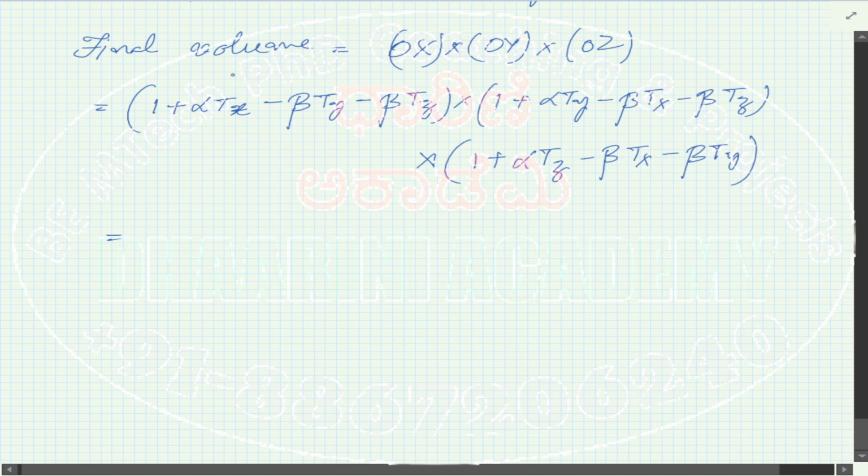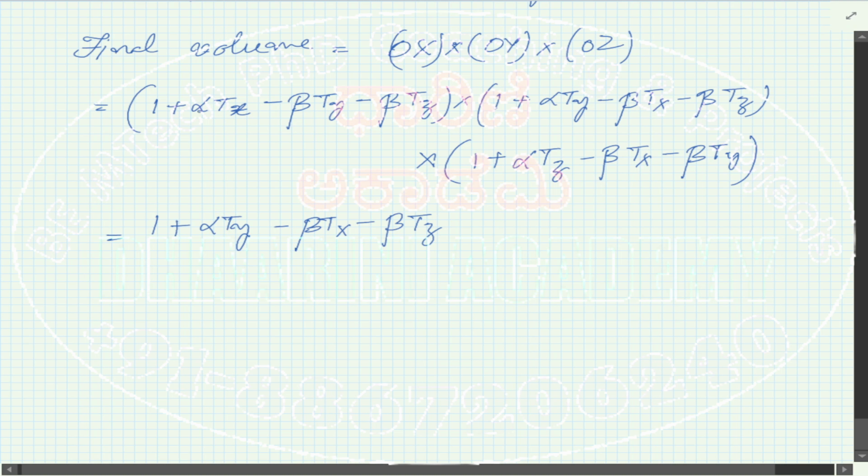So we multiply each and every term that is present over here. That's going to generate something like this. First I multiply the first two terms. 1 into 1 is 1. 1 into the other terms, every term will come as it is. 1 plus alpha times Ty minus beta times Tx minus beta times Tz. This is when you multiply with 1.